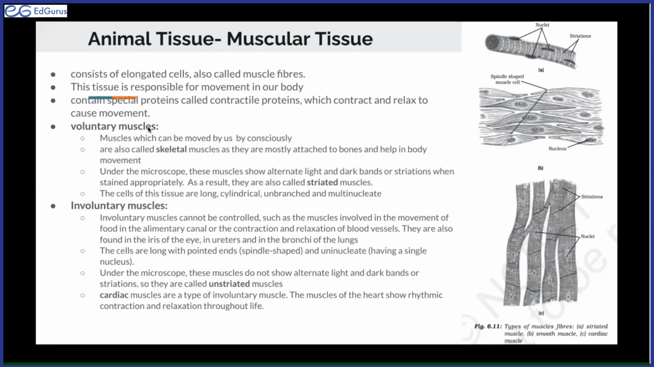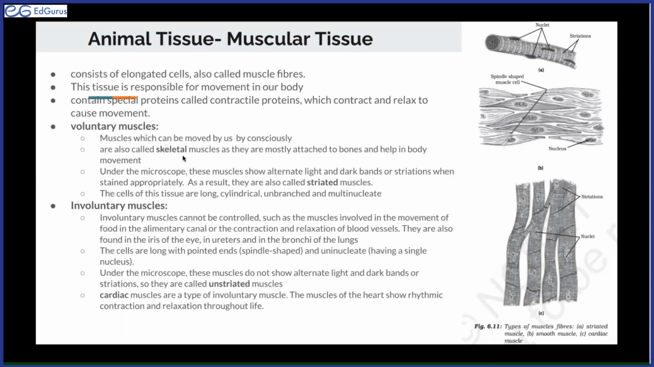Okay, so muscular tissues consist of very long cells. These cells are called muscle fibers. And what do muscles do? They are responsible for movement in our body. This is what muscular tissues do. And muscular tissues contain contractile proteins. Now, what are contractile proteins? These are proteins which contract and relax to cause movement. Okay? So how do the muscular tissues move? Because they consist of contractile proteins which help in movement.